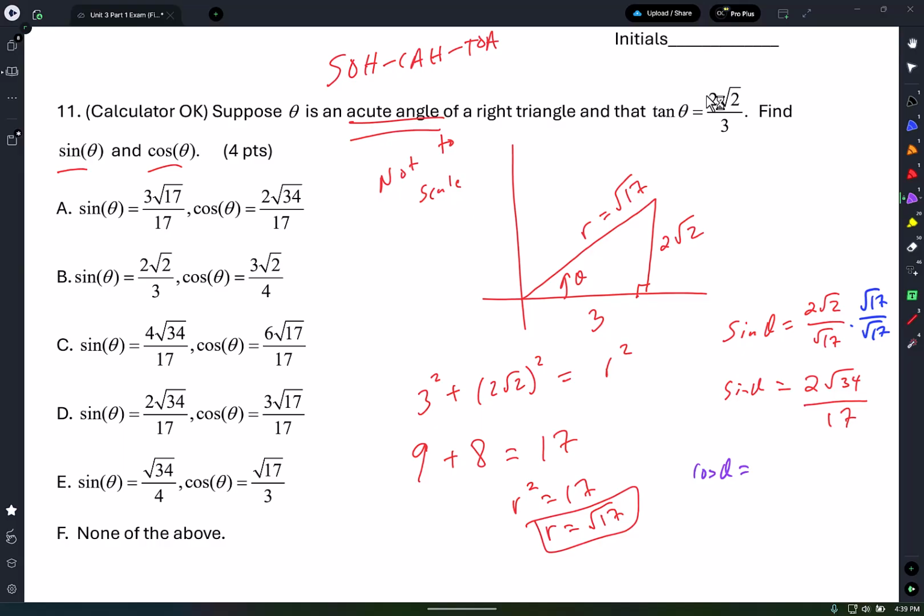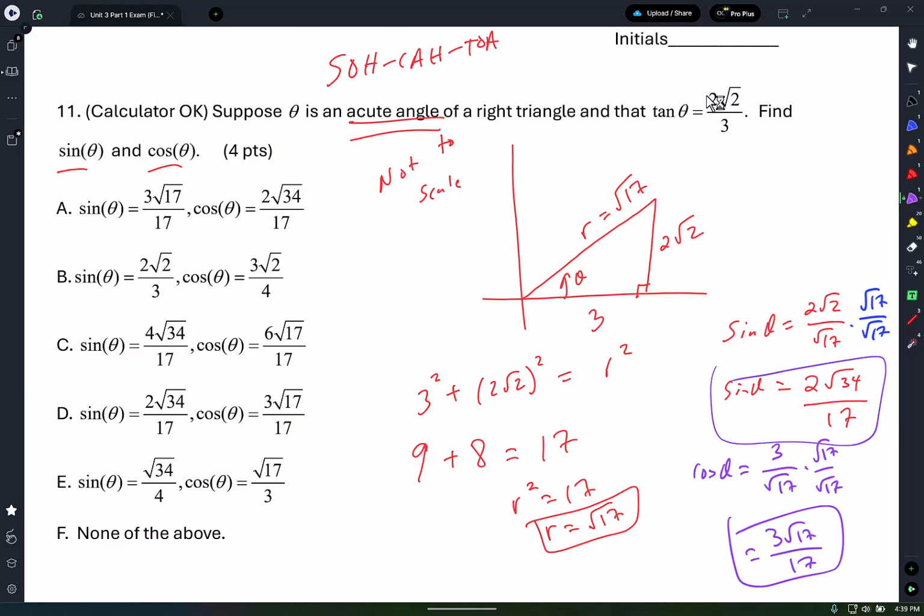All right, let's look at cosine theta. Cosine theta is adjacent over hypotenuse. So 3 over square root of 17. We're going to rationalize it. So multiply by square root of 17 over square root of 17. And you get 3 square root of 17 over 17. Does that make sense? All right, there it is. So let's look for that. 3 square root of 17 over 17 and 2 square root of 34 over 17. It's D, no?